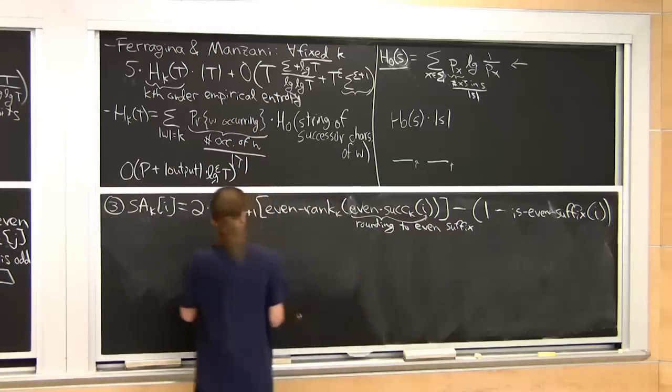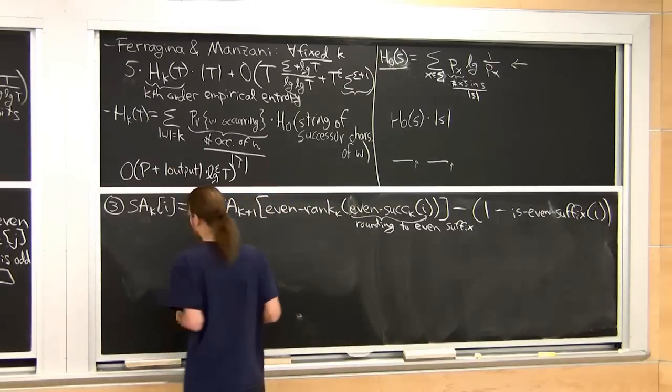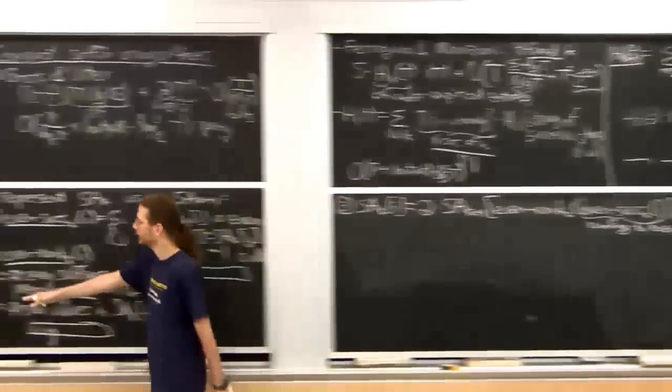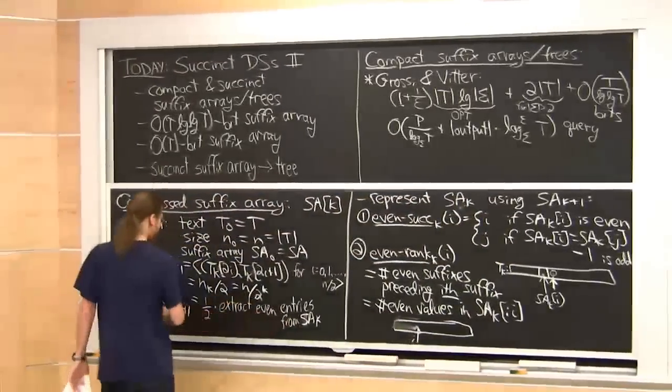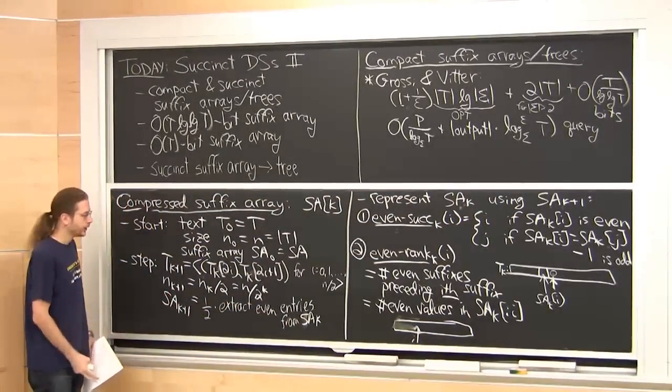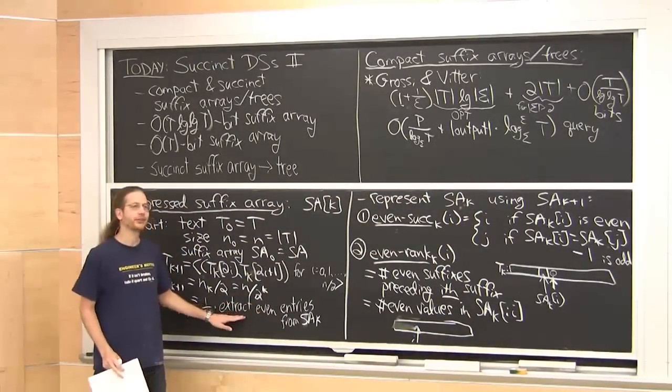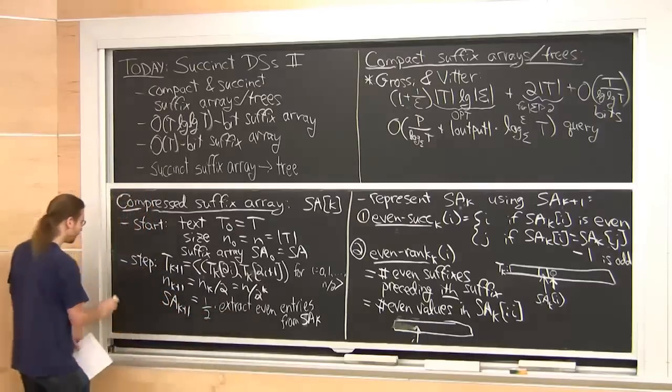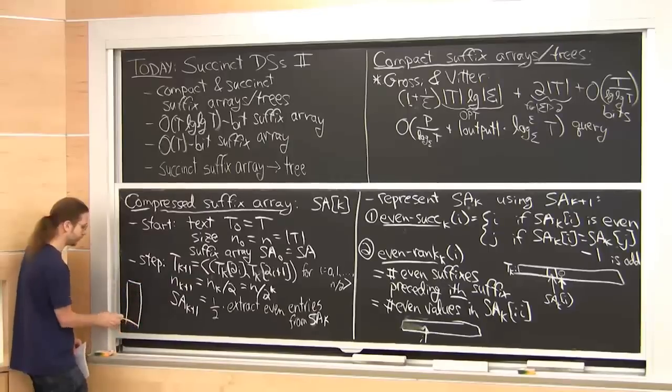Okay. Now there's this issue that over here we have this relation between SAK and SAK plus 1, but it extracts the even entries. So if you think about the suffix array, which now I'm going to draw vertical because that's more normal.